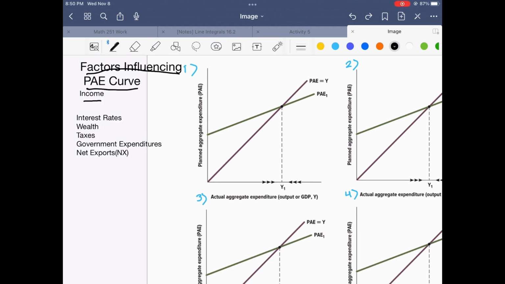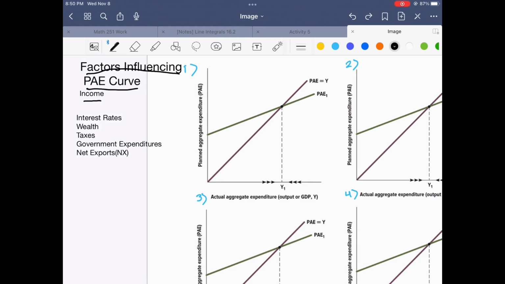As for wealth, an increase in wealth obviously is going to increase consumption. Therefore, it's going to increase aggregate expenditure. A decrease in wealth is going to cause a decrease in consumption, and the same thing, it's going to cause a decrease in aggregate expenditure. Taxes. An increase in taxes leads to decreased spending and therefore less aggregate expenditure. Decreased taxes are going to lead to an increase in spending and higher aggregate expenditure.